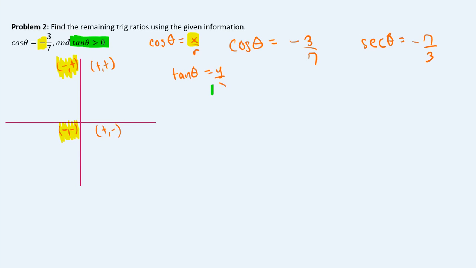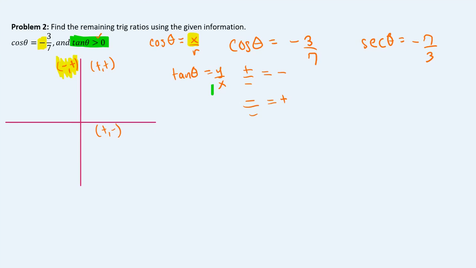So y divided by x means that we need to divide these two. If I divide a positive divided by a negative for quadrant 2, I get a negative. If I divide a negative divided by a negative, I get a positive. We want tangent to be positive since it says it's greater than 0, which means of these two quadrants, we're going to put the information in quadrant 3. Okay, so that's how you determine what quadrant it's in.